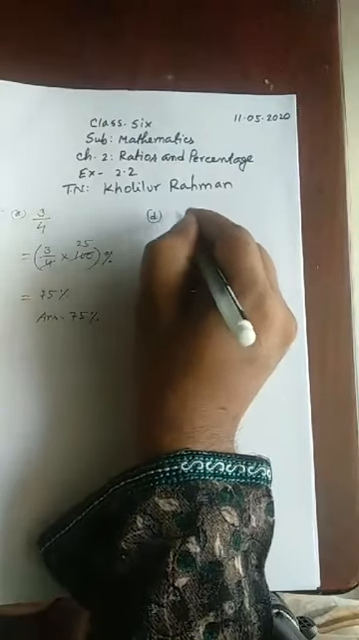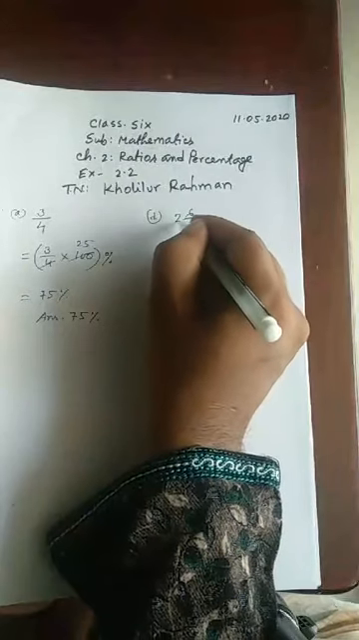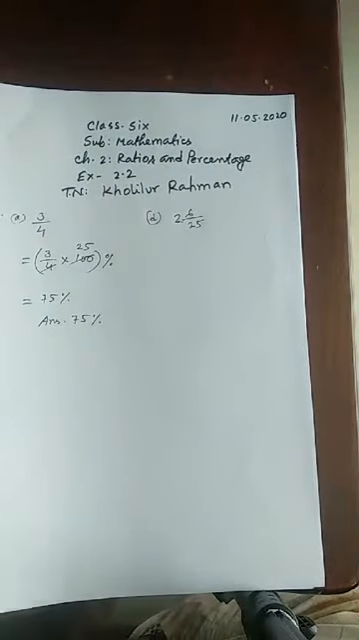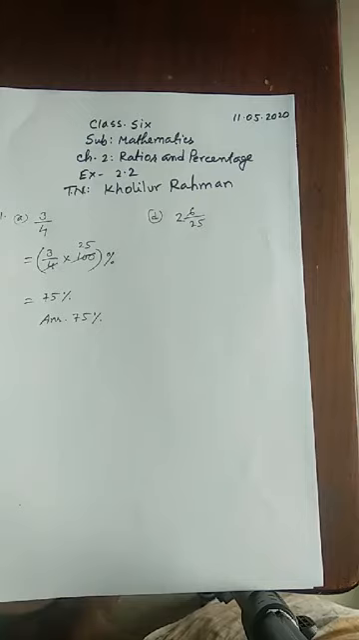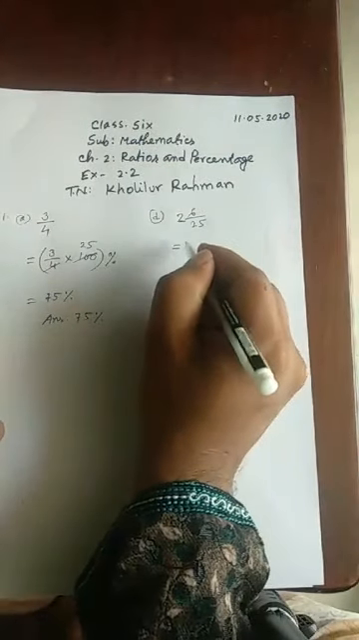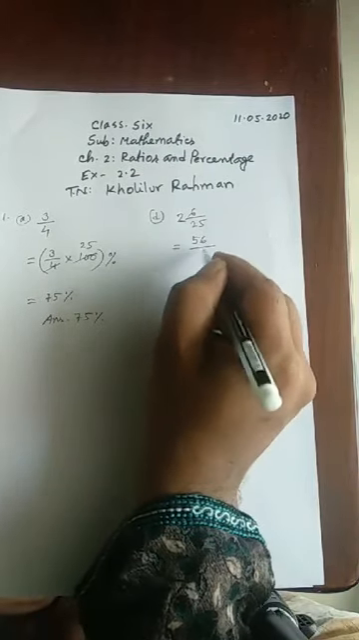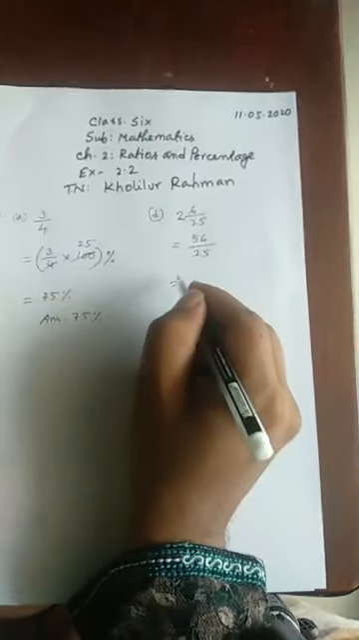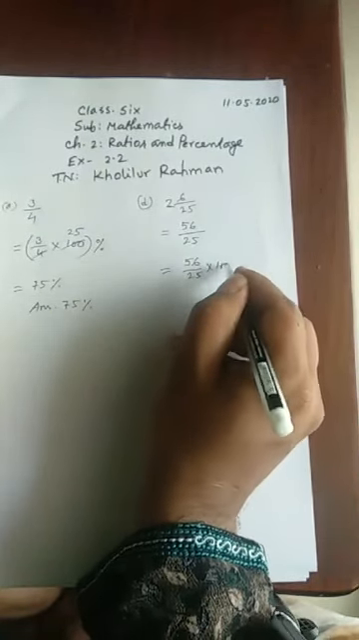Now I am writing D number, which is a mixed fraction. D number, 2 whole 6 by 25. So you see, if it is mixed, first you have to convert it into an improper fraction. 25 twos are 50, and 6, it will be 56. 56 by 25. Now we have to multiply it by 100 to convert it into percentage.